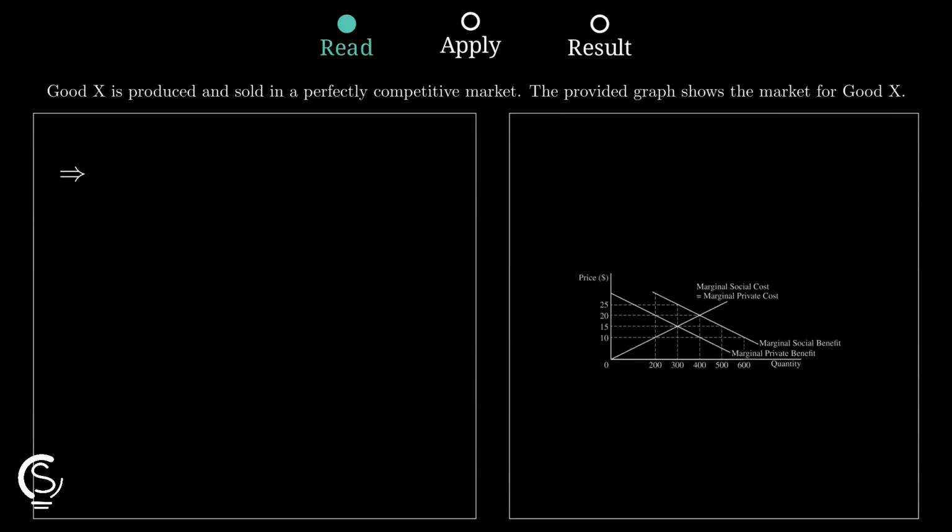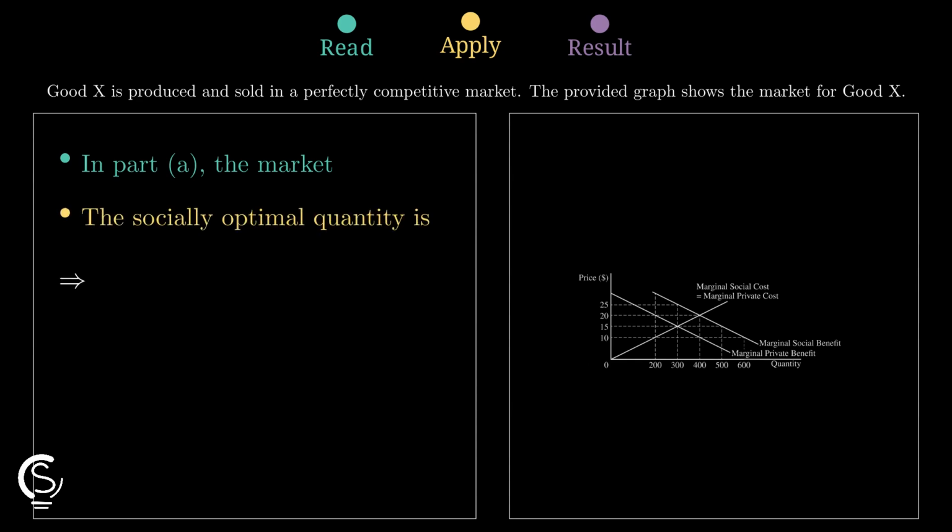In Part B, deadweight loss arises because the market underproduces due to a positive externality. Where MSB equals MSC, the deadweight loss is the area of the triangle between MSB and MSC from 300 to 400. 300 times 25 minus 15 equals 500, so deadweight loss equals $500.